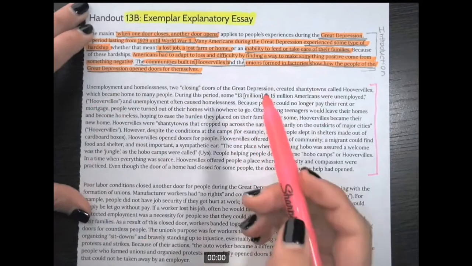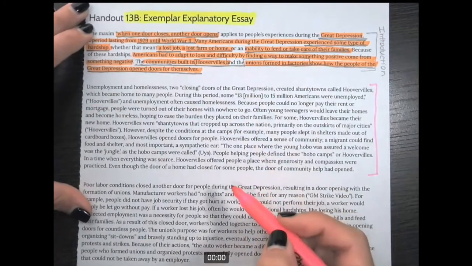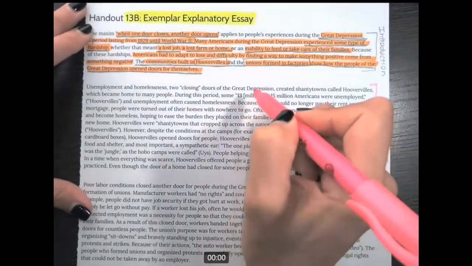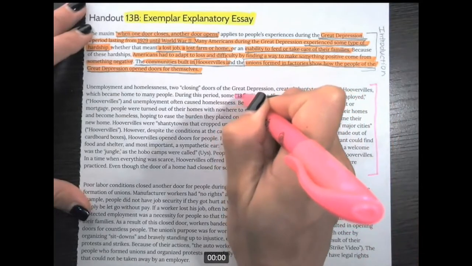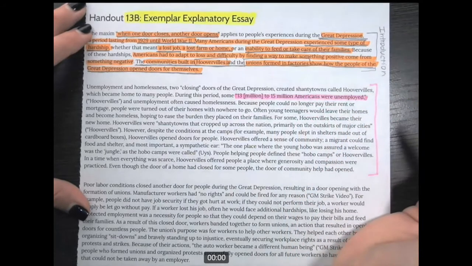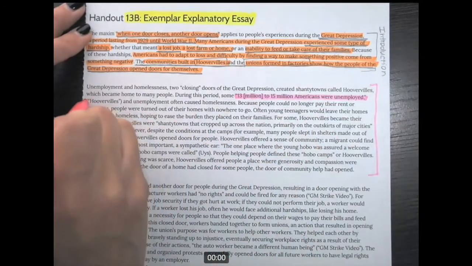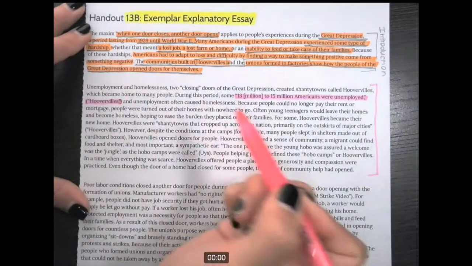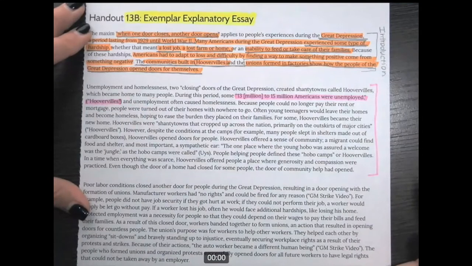So this is going to be where we have our evidence. So notice how we include evidence. 13 million to 15 million Americans were unemployed. And then we have our citation, which is found in the Hoovervilles article. And then we go on to explain a little bit more about our evidence. So let me go ahead and continue reading.